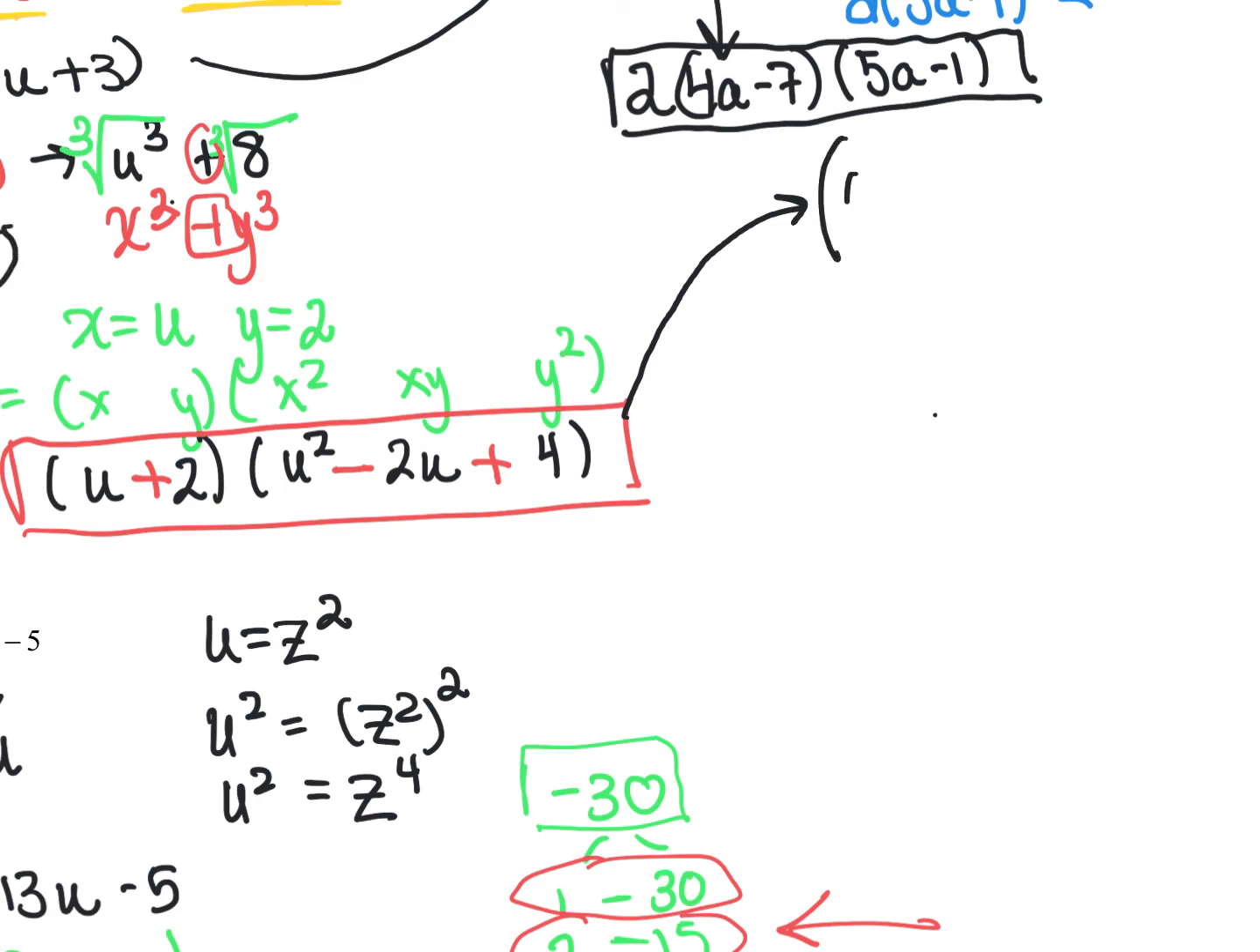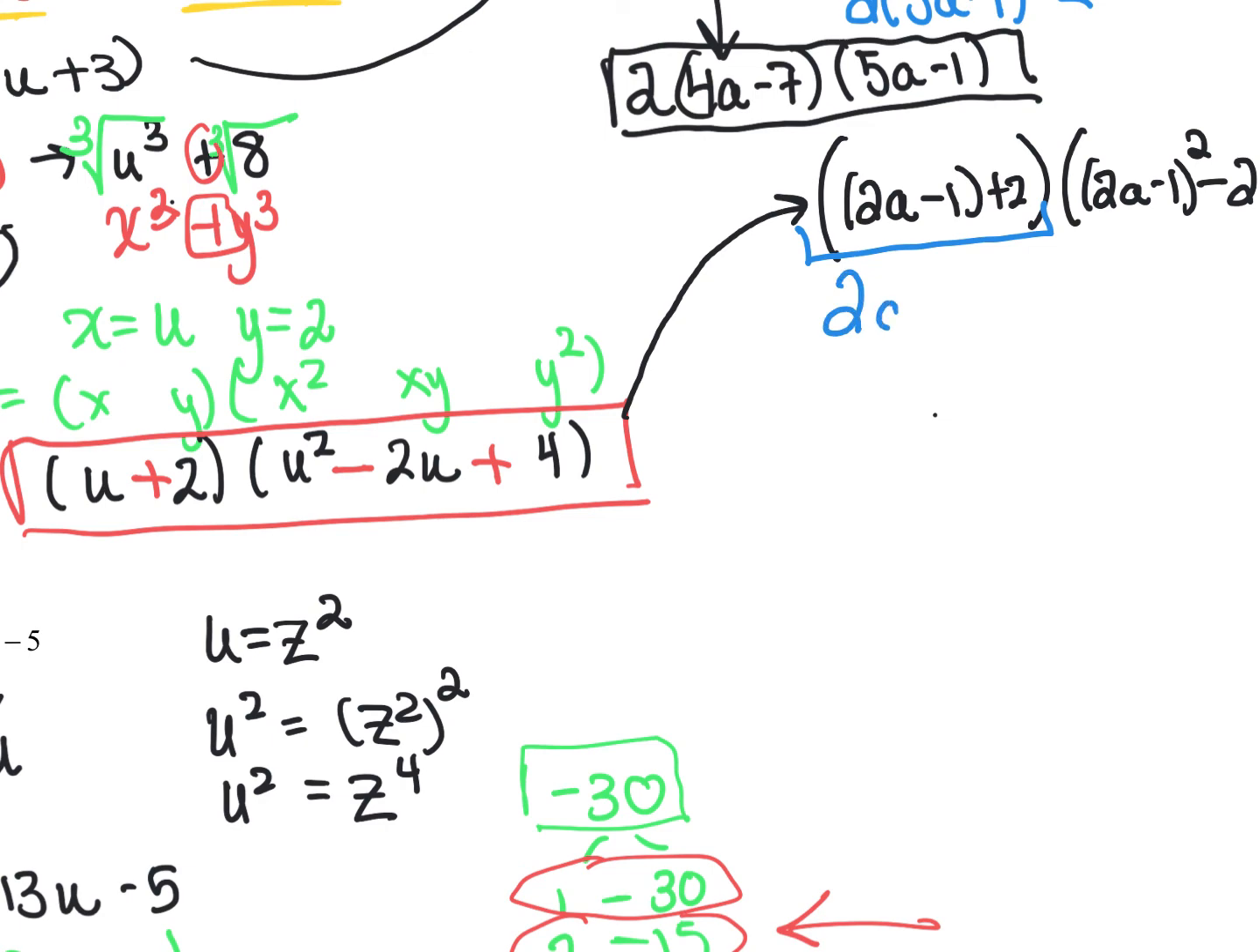So 2a minus 1 plus 2 times 2a minus 1 squared minus 2 times 2a minus 1 plus 4. So this one I can combine like terms. This is 2a plus 1. This piece I have to physically square.